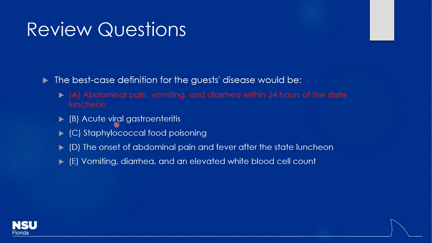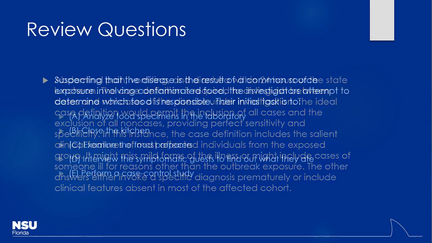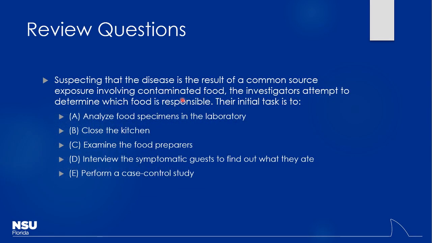Anyway, so could you say it's acute viral gastroenteritis? Again, we just don't know, right? So we couldn't say that's your definition because that diagnosis had not been made yet. So suspecting that the disease is a result of a common source exposure involving contaminated food, the investigators attempt to determine which food is responsible. What would your initial task be?